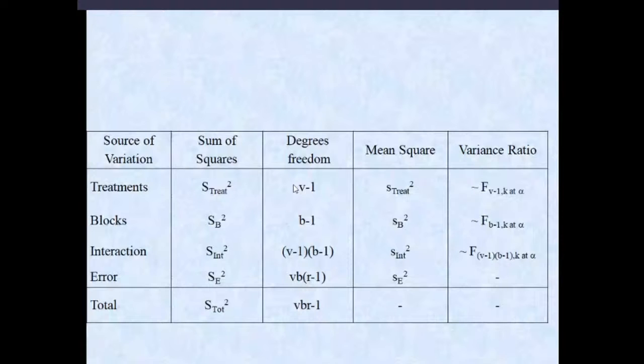Then the sum of squares divided by its degrees of freedom provides the mean square value. Then compute the variance ratio. Okay, so this is what we are going to present.